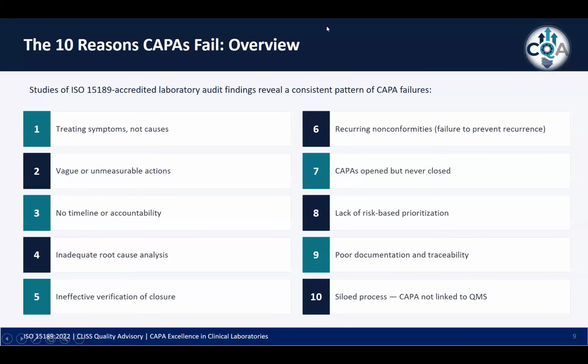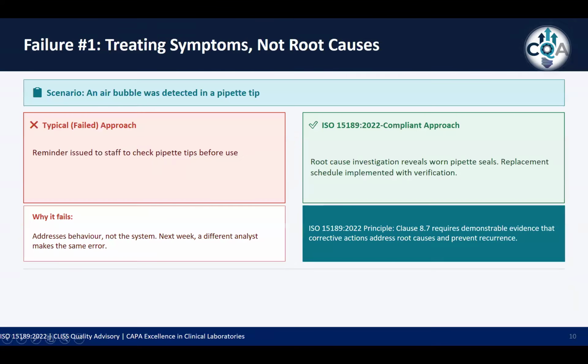And also we've seen labs that are having CAPAs that are totally disjointed and they are not connected to the overall quality management system. So let's look at the first one. The first one, we say treating symptoms and not root causes.